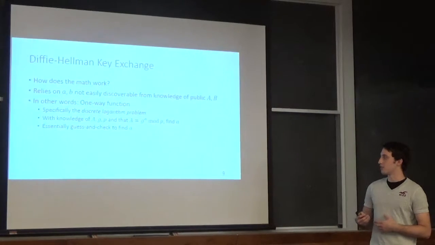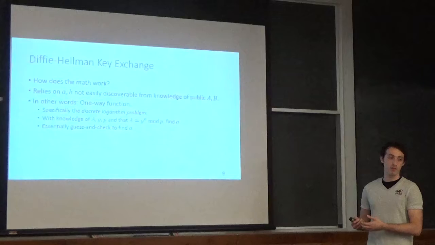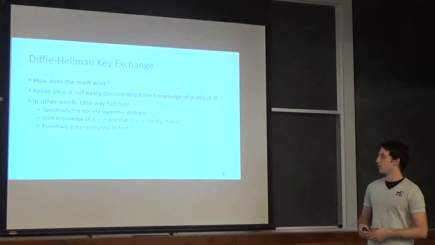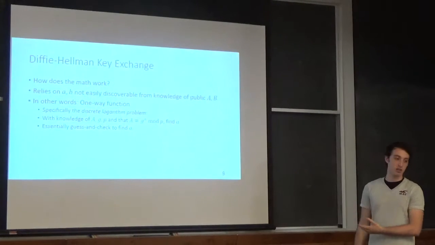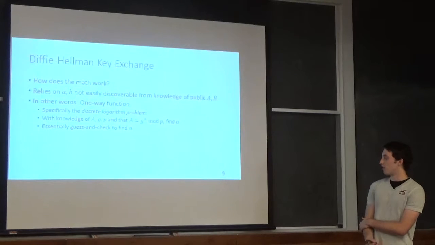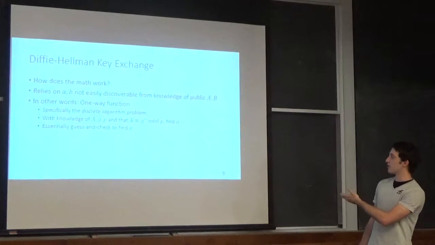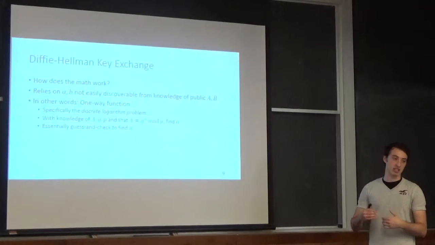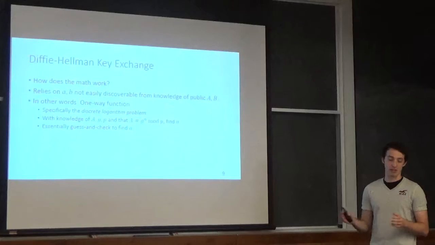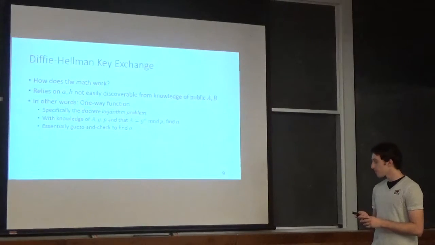And the way this works is that it's basically a one-way function, such that you can't invert it. This example is the discrete logarithm problem. With knowledge of, for example, big A, G, and P, you can basically only find a by just guessing and checking. There are some better algorithms, but they basically don't scale well. They're basically exponential with time.